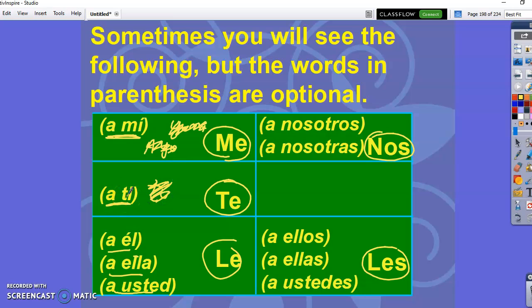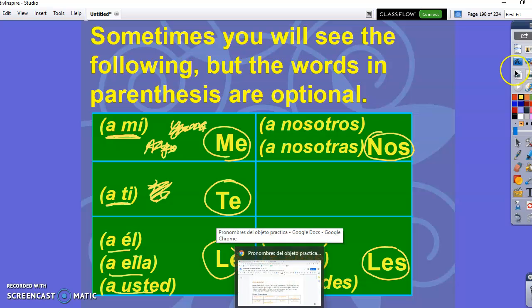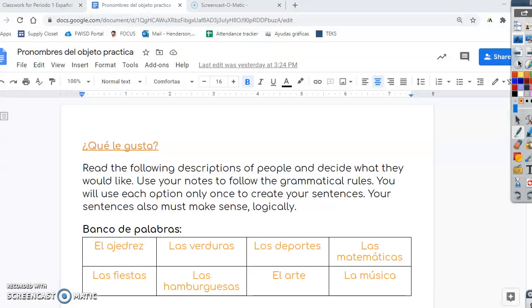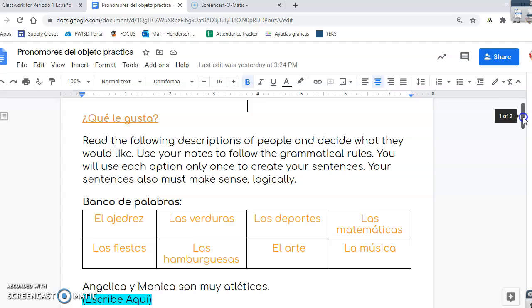All right, let's talk really quick about our assignment, and then I will be done, my friends, and you will have time to work. So thank you for your patience. Today we're just going to practice our object pronouns.